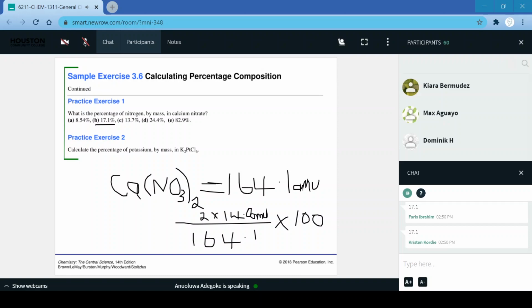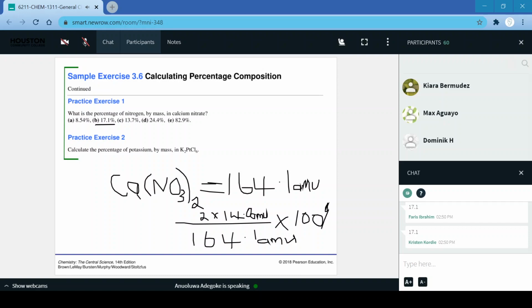You first calculate the mass of that compound. Now, this is also in atomic mass units. Then you divide the mass of that element by the total molar weight. If it were just calcium we are looking for, we don't have to put 2, because it's just one calcium. We're just going to do 40.0 over 164.1 times 100%.